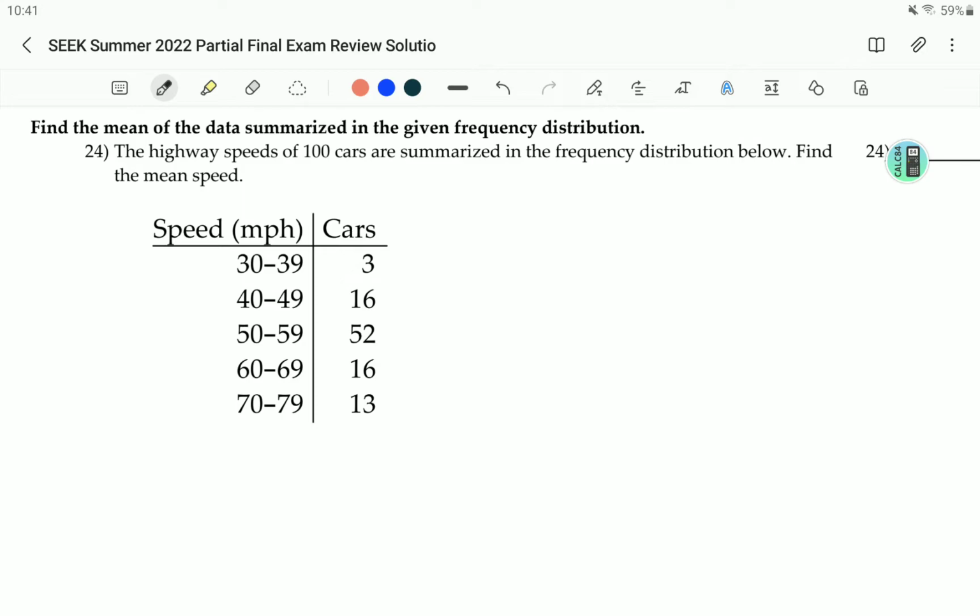So remember, to find the mean, we did this in the last question. X bar equals the sum of our data divided by our sample size, or our total frequency. In this case, our total frequency is 100. So I'm going to put that over here to the side. N equals 100.